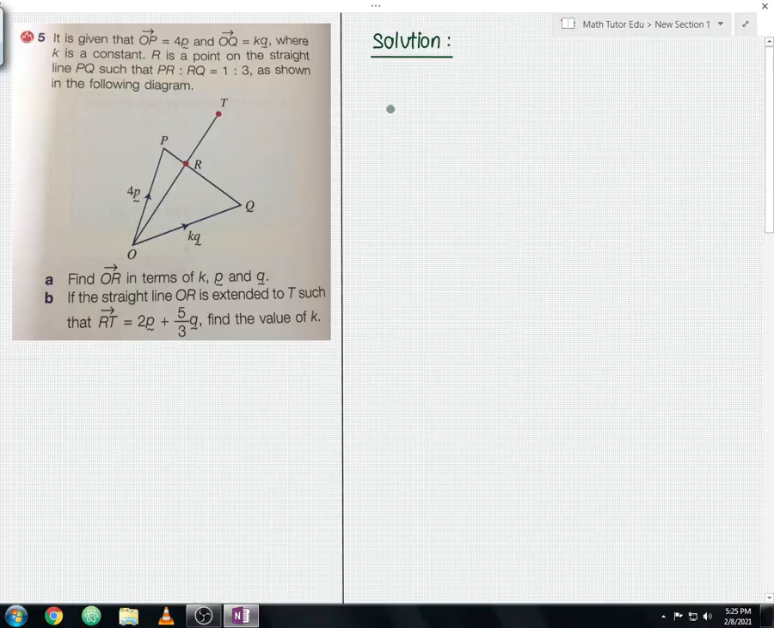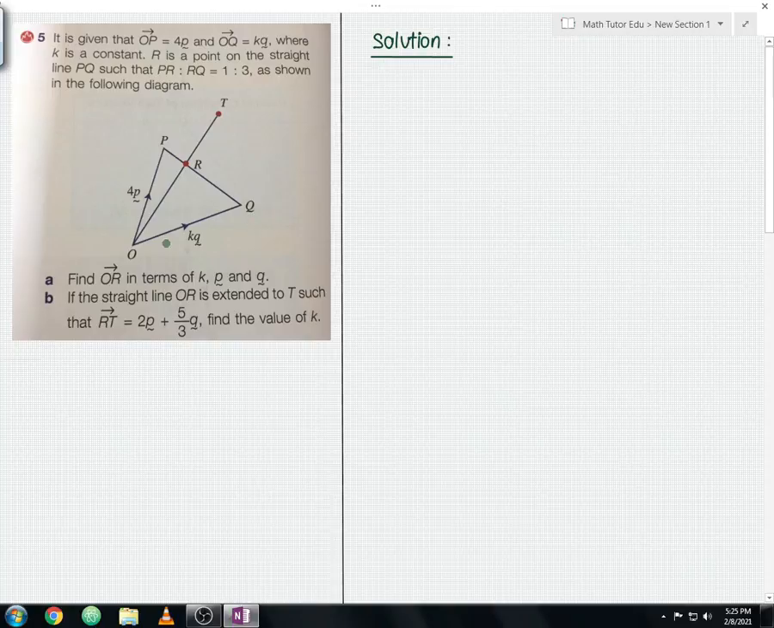For part A, to find the vector OR, what you can do is add the vector OP with vector PR. But then we have a problem here. We don't know what vector PR is. However, vector PR is in line with the vector PQ. So the first thing we need to do is find the vector PQ.